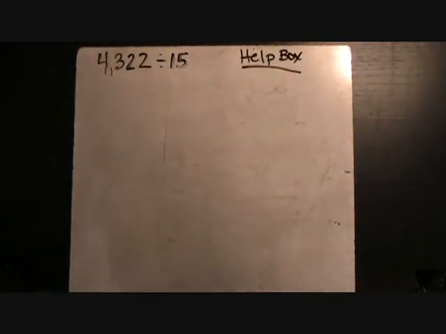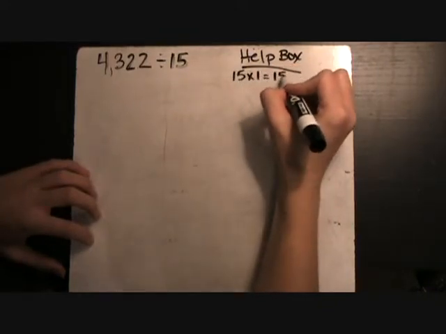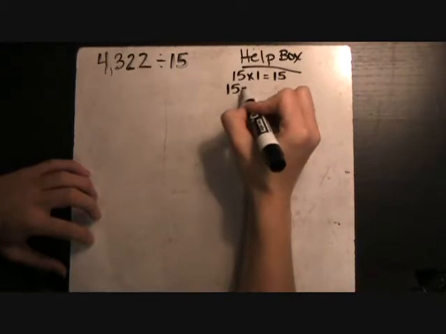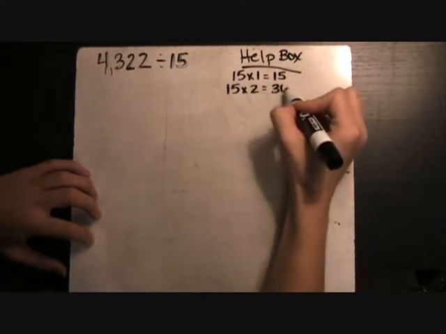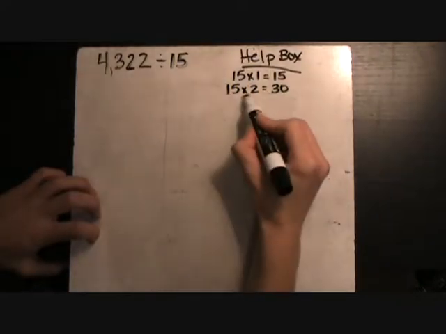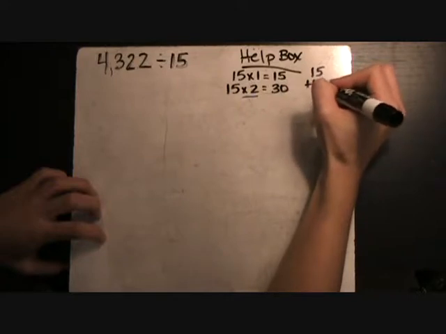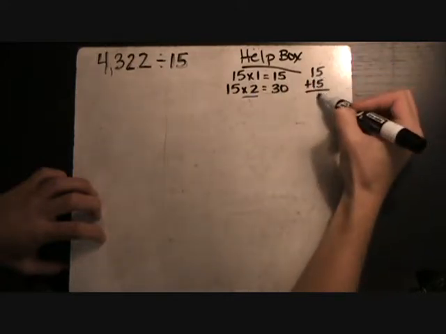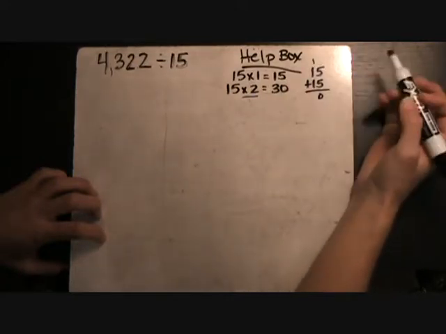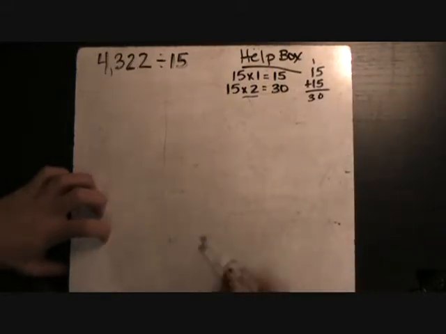And underneath the help box, I'm just listing the multiplication tables that are easy or that I know of 15. So 15 times 1, I know that one's 15. 15 times 2, I happen to know that one's 30, but if I didn't know, it would be very easy for me to figure it out. Anything times 2, I just double it. So 15 times 2 would be 15 plus 15. 5 plus 5 is 10. Put my 0 down, carry my 1. 1, 1, and 1 is 30. So 15 times 2 is 30.